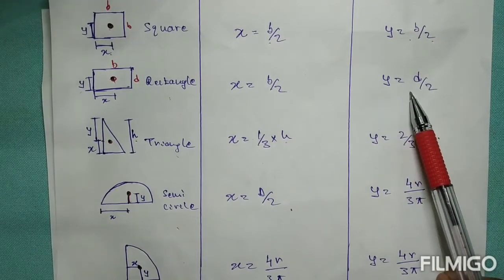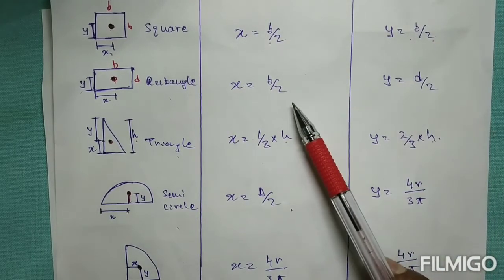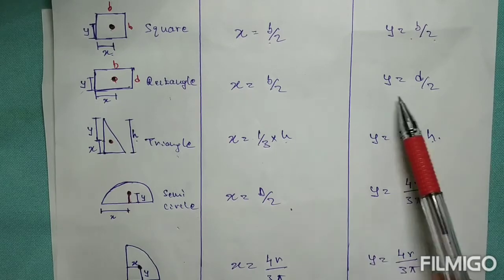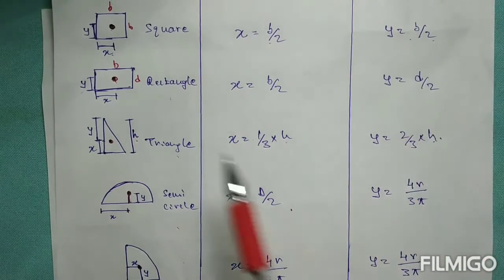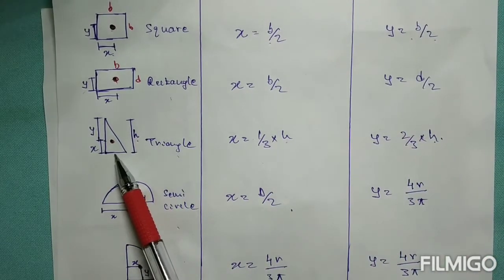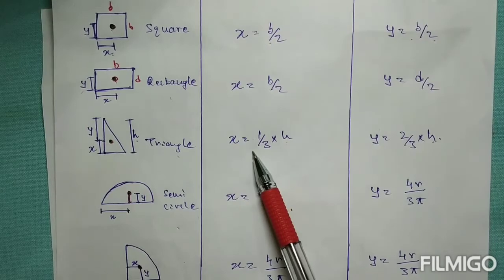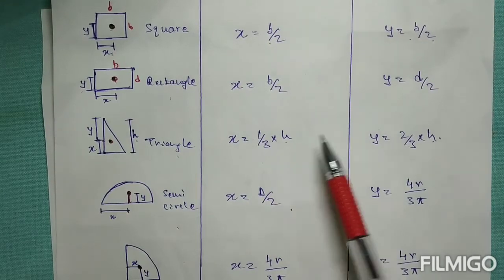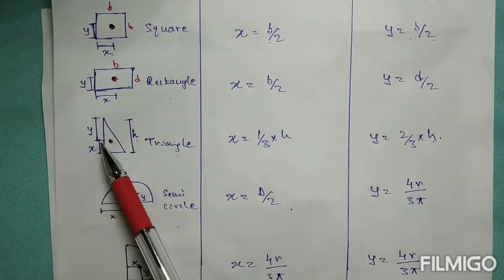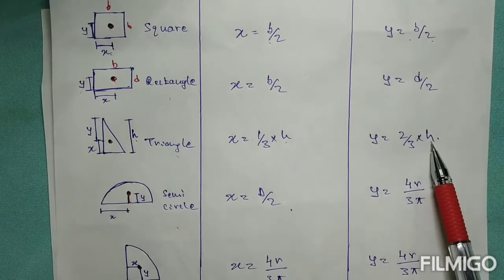And along the y axis, that is d by 2. So in the x direction there is breadth by 2, and on the y axis depth by 2. For triangular sections, with respect to the y axis, x is equal to 1/3 of the height, then y is equal to this distance, that is 2/3 of h.